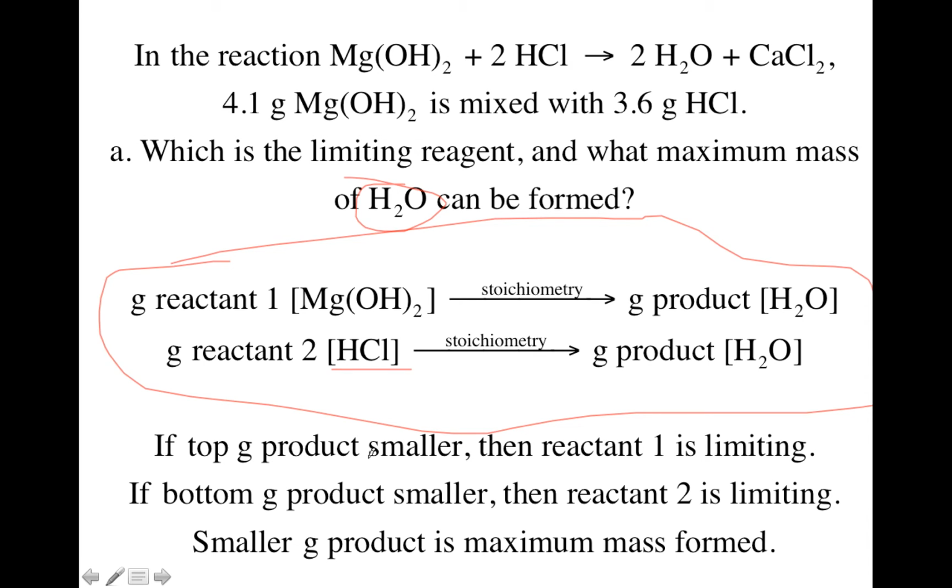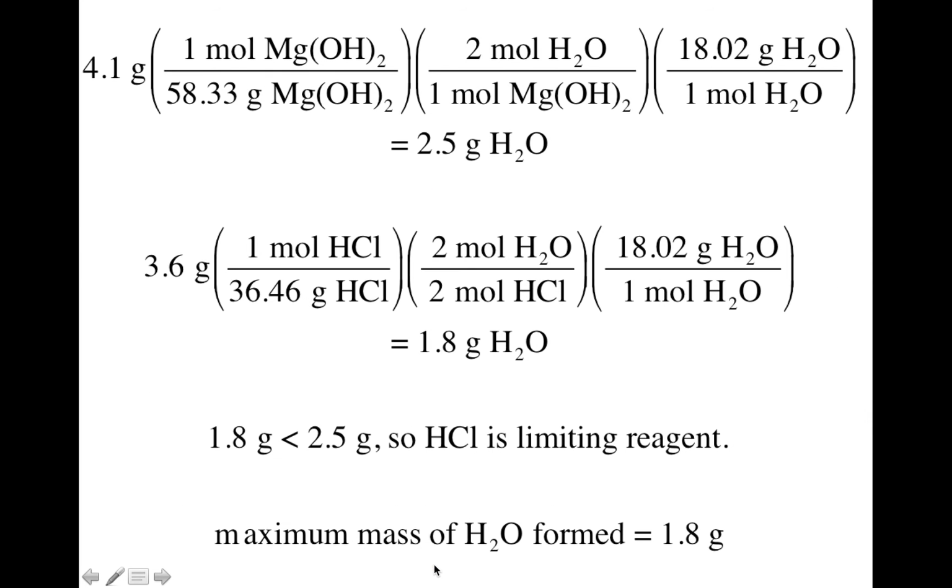If the top grams of water is smaller, reactant 1, in this case Mg(OH)2, would be the limiting reactant. But if the bottom grams of water you get when you do the math here is smaller, reactant 2, or HCl, would be the limiting reactant. To answer the second part of the question, what maximum mass of water can be formed, whatever the smaller grams of water you get, that's your answer to that second part. That's the maximum mass of water you could form.